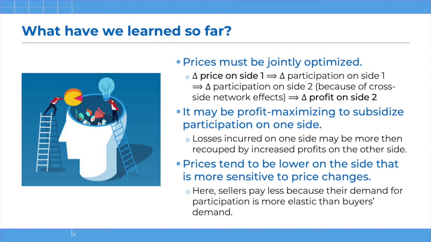First, we've learned that prices must be jointly optimized. Why? Because when you change price on side 1, you will change participation on side 1, which, because of cross-side network effects, will change participation on side 2. And if participation changes on side 2, you also change the profits on side 2. Okay, so there is a link from the price on side 1 to the profit on side 2, which was totally ignored in the first approach, the myopic approach.